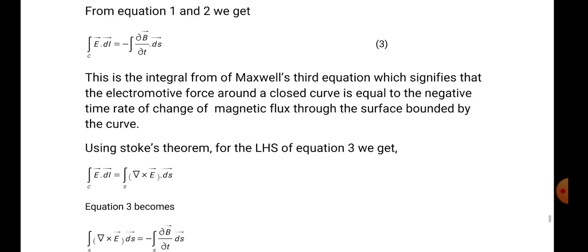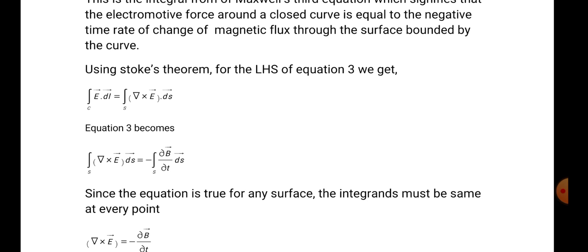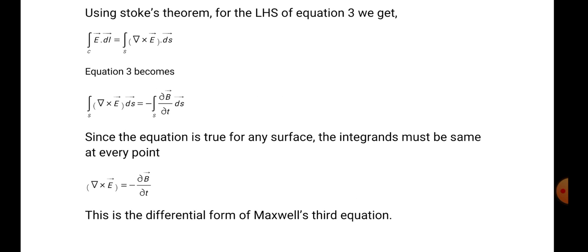Equation 3 becomes the surface integration of del cross E bar ds bar is equal to minus the surface integration of del B by del t ds bar. Since the equation is true for any surface, the integrands must be equal. So del cross E bar is equal to minus del B by del t. This is the differential form of Maxwell's third equation.